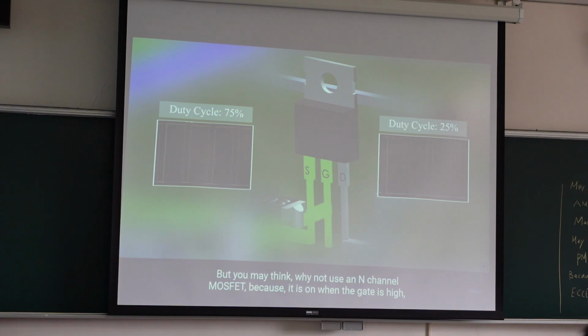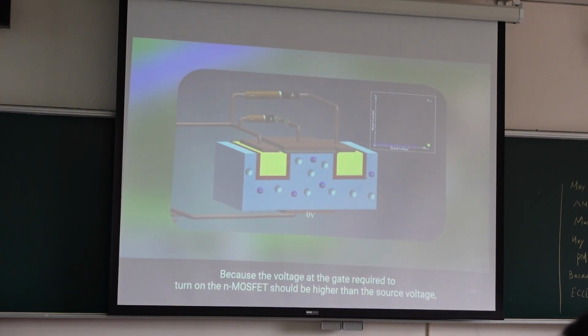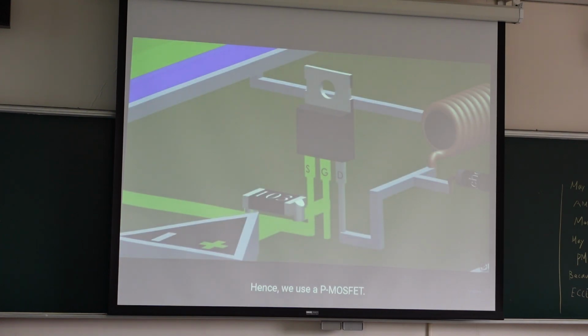But you may think, why not use an N-channel MOSFET? Because it is on when the gate voltage is high and off when the gate is low. The voltage at the gate required to turn on the N MOSFET should be higher than the source voltage, and during operation, the drain and source voltage will be almost the same. Thus we need higher than VCC at the gate to turn on the MOSFET. Hence, we use a P MOSFET. Also, we add a pull-up resistor between source and gate.